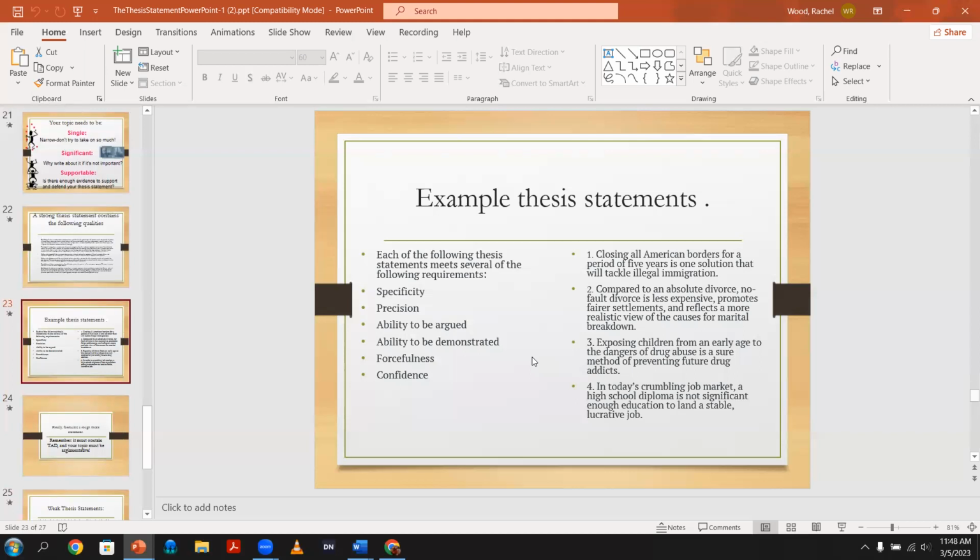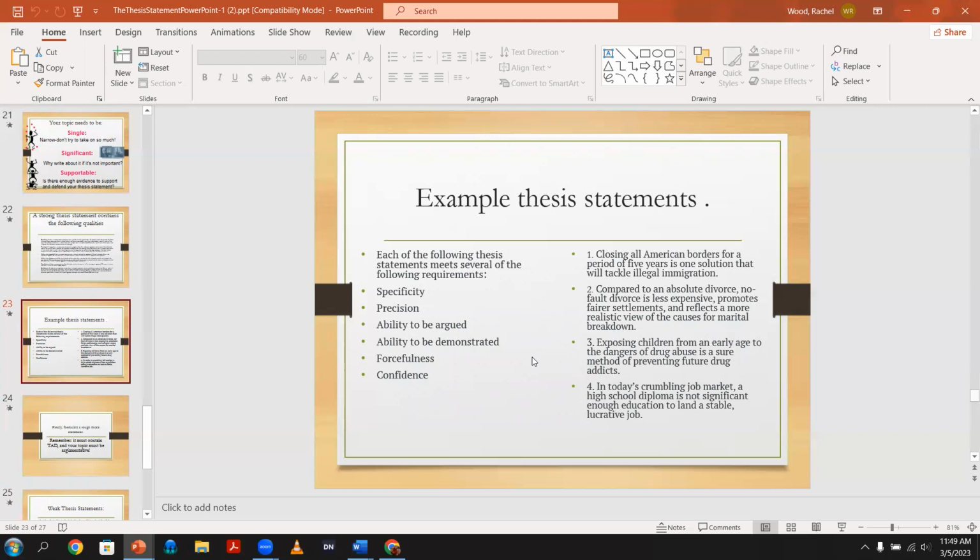So the first one is, number one, closing all American borders for a period of 5 years is one solution that will tackle illegal immigration. Now, do I agree with that? Not necessarily, but this is a previous thesis statement that I've seen in a student's paper. It is forceful, it can be demonstrated, it's confident, it's specific, and it's precise. So it meets all of those criteria.